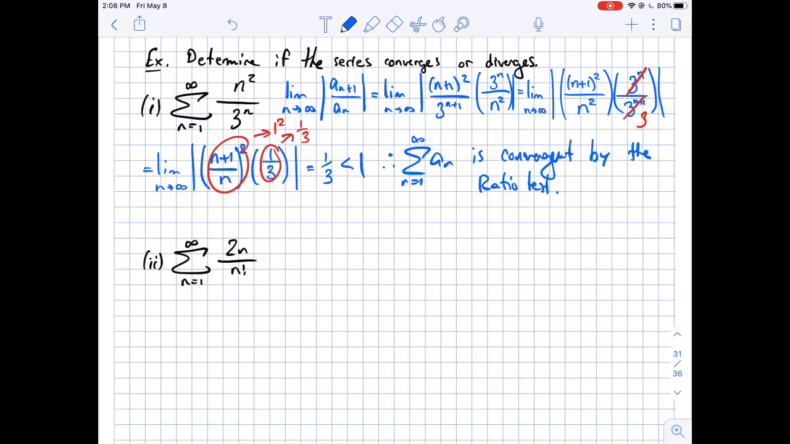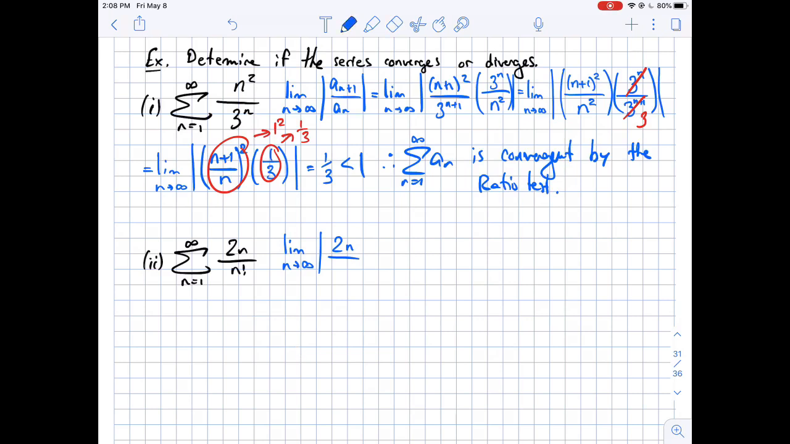So now let's take a look at the second example. Here in the second one, we have this factorial, which is why we are considering the ratio test. That factorial means that it's not a p-series, it's not going to be geometric. It also means that the integral test is out because we don't know how to integrate something that has x factorial in it. So we're really left with the ratio test, but it's a good option.